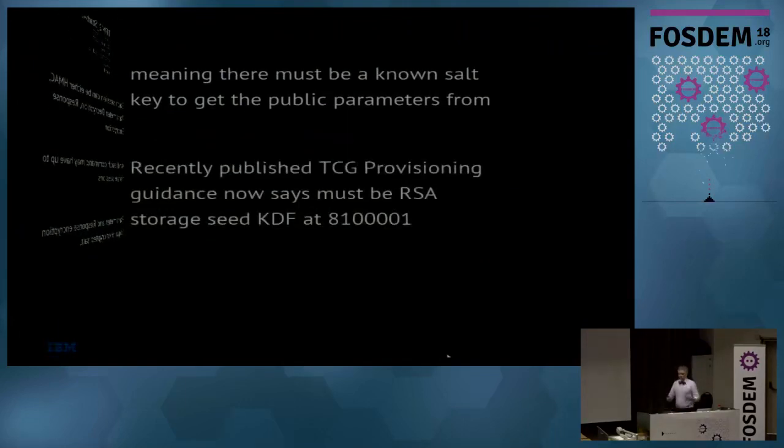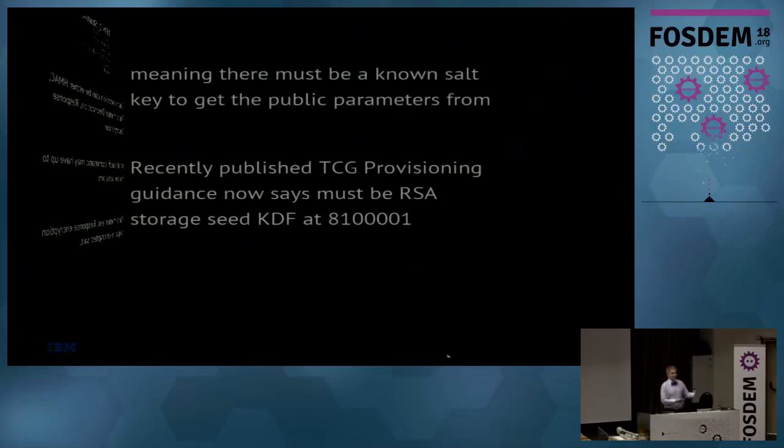So one of the problems with the TPM is that the TCG is still coming out with all of these guides. So in March of 2017, they published a provisioning guide which said that an RSA storage seed key derivation key must now be present at the permanent NVRAM index of 8081.00001 in hex. So that means that if I have a really, really recent TPM, it will actually come with the RSA version of the storage key that I can then use for public parameter encryption salting. So I don't need to run this key derivation function every time that I use the TPM. This is a great time saver.